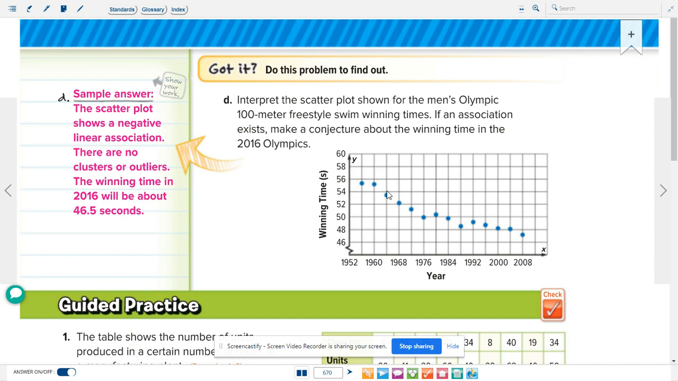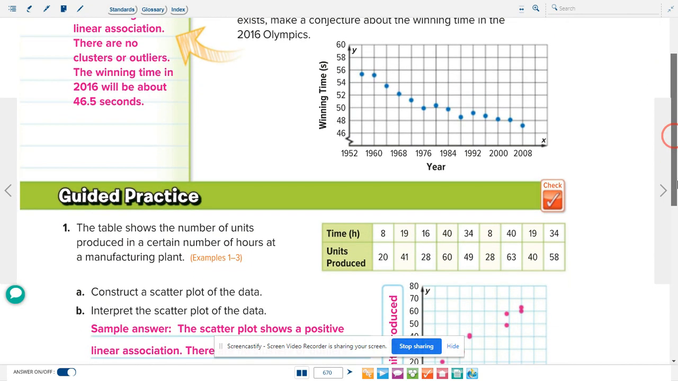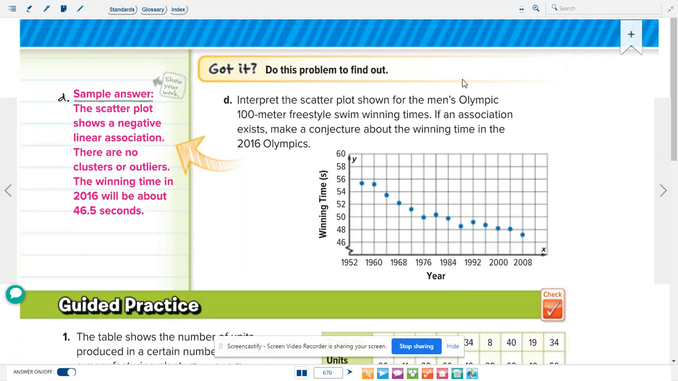You could even hold a ruler up to your screen or onto your book and kind of try to hit as many dots as you can with one straight line and see where it hits the time frame where you're trying to make a conjecture about. Okay, great job, and hopefully you will excel in this area of scatter plots, interpreting and making conjectures.